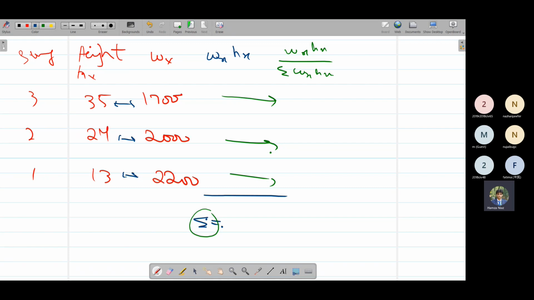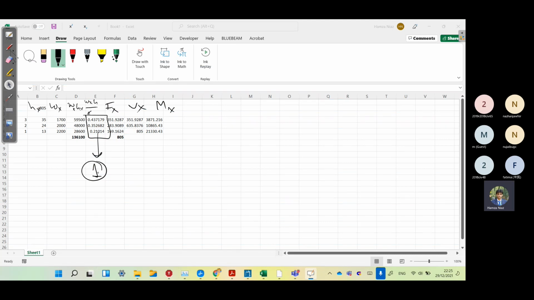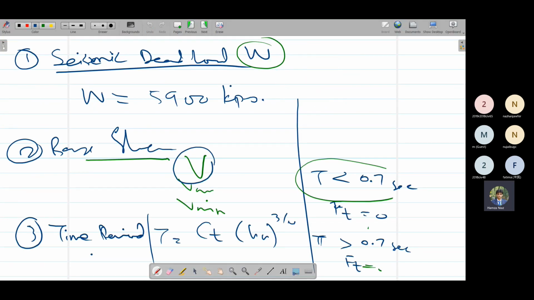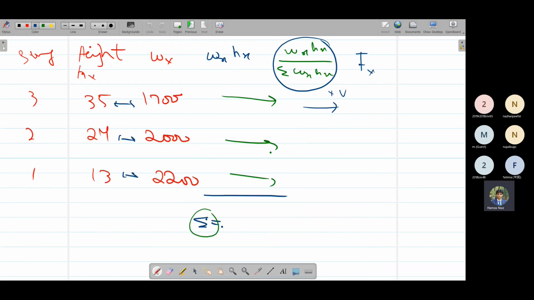After calculating this, the force Fx, the horizontal force at any story level, would be this factor multiplied by V. So we have to multiply this factor by V, and then we get this value Fx. What was V? V was our base shear here, this value. Simply, we multiply this factor with the V value and we get Fx.